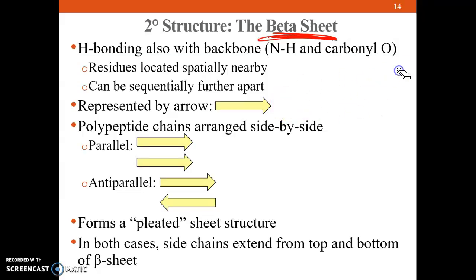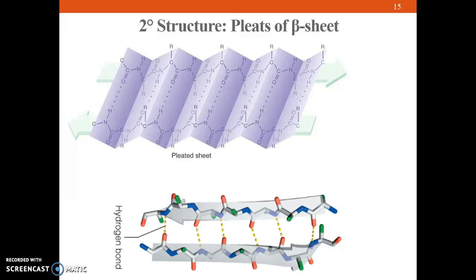So, there are two types of beta sheets. There's parallel, where the arrows are pointing the same direction, and anti-parallel, where they're pointing opposite directions. If you're trying to figure out where the N terminus and the C terminus is, the arrow always points toward the C terminus. Okay, so I sort of drew it there on the arrow that was by itself. And it forms a pleated shape in both, which is easy to see in the images in the coming slides, but in both cases, the side chains are going to extend up and down. So based on the arrows that are here, the side chains would be coming out at us, or into the board away from us.